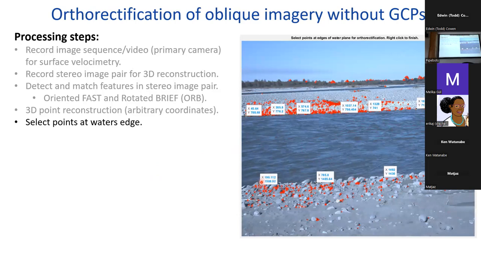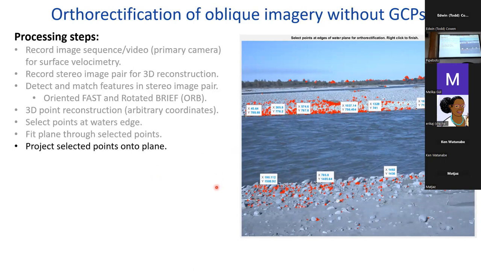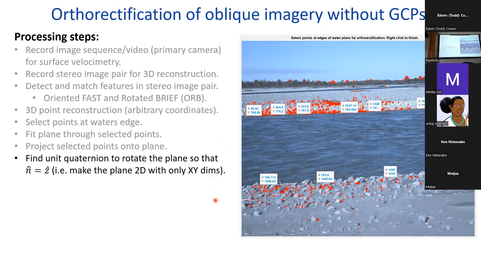And the next step is to select points at the water's edge. That can be done on both sides of the channel. And we then fit a plane through the selected points, and we project those points onto the plane. And then we find the unit quaternion to rotate the plane so that the unit normal of the plane aligns with the Z direction. So it's basically converting the 3D plane of data into a 2D plane of data. So that's important for the orthorectification.